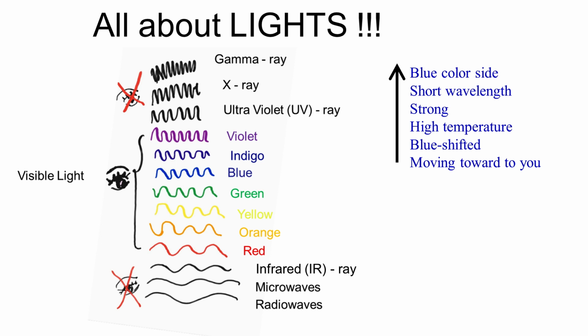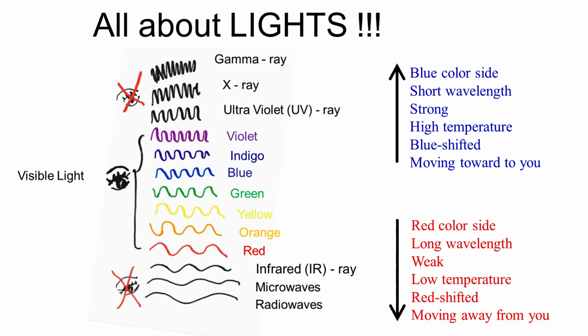Here you will see 2 color directions, for blue and for red. Shorter wavelength light gets stronger, longer wavelength gets weaker. So the blue color side: shorter wavelength, strong, higher energy, high temperature. We will study soon: it is blue shifted, moving toward you. The red color side: long wavelength, weak, low energy, low temperature, and we will also study soon about red shifted, moving away from you.